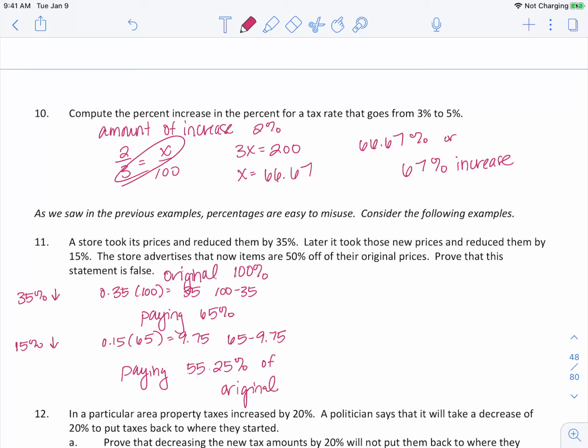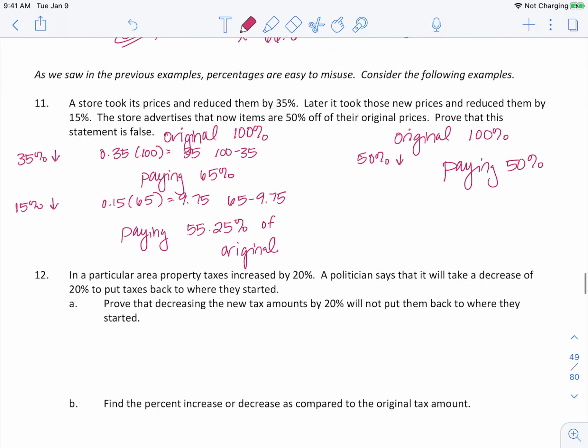So they're claiming that the items are 50% off the original price. So our original, if it was truly a 50% reduction, that would mean that we are paying 50%. But we just calculated if they do 35% off and then 15% off, we're actually paying 55.25% of the original, so we are paying more than 50%. So their statement is false.